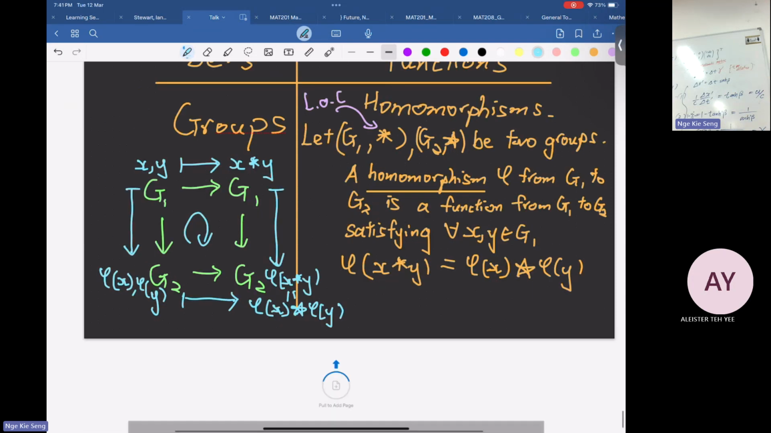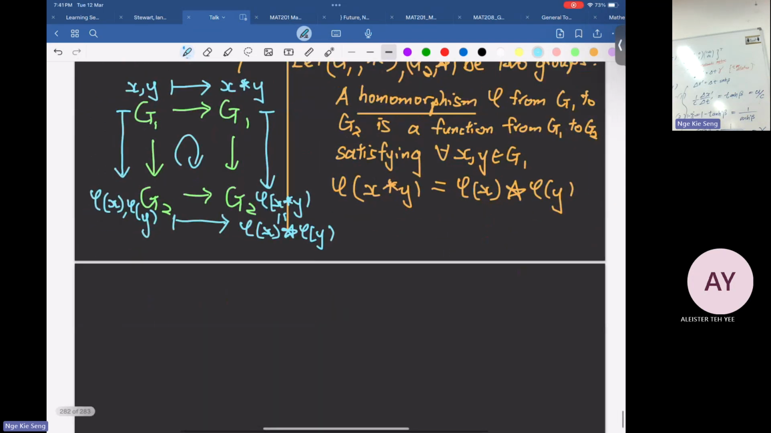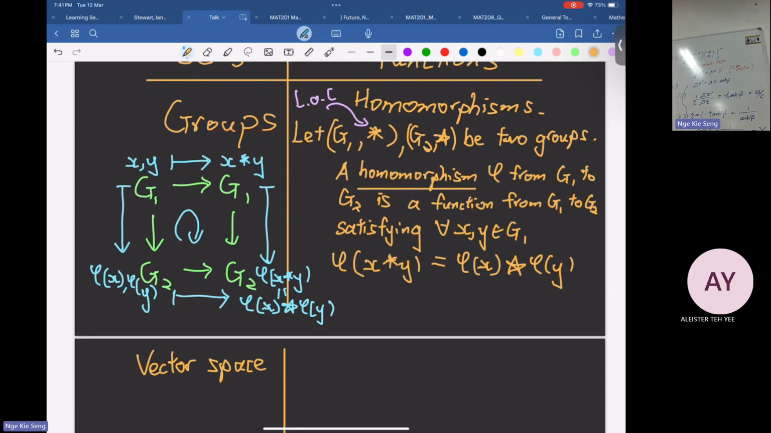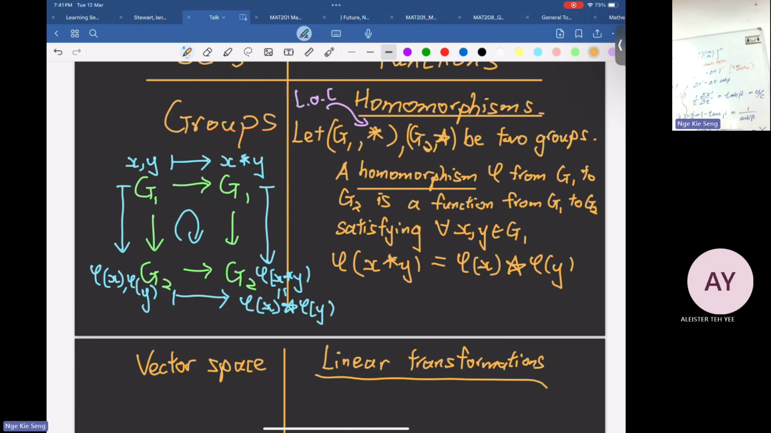Okay. So this is group. Last week, we stopped at the vector space, right? So let's talk about vector space. In vector space, we also want to study a special function there, which we call a linear transformation. You could imagine that this linear transformation also cannot be some random function. It has to satisfy something.